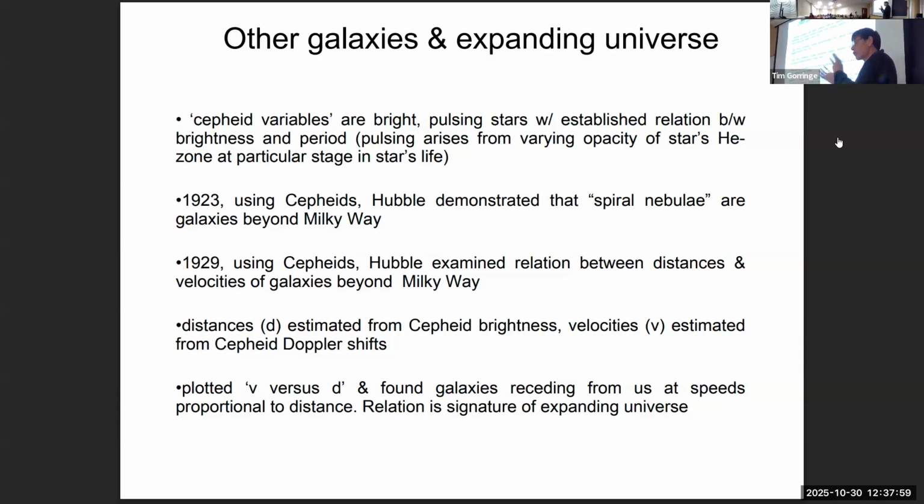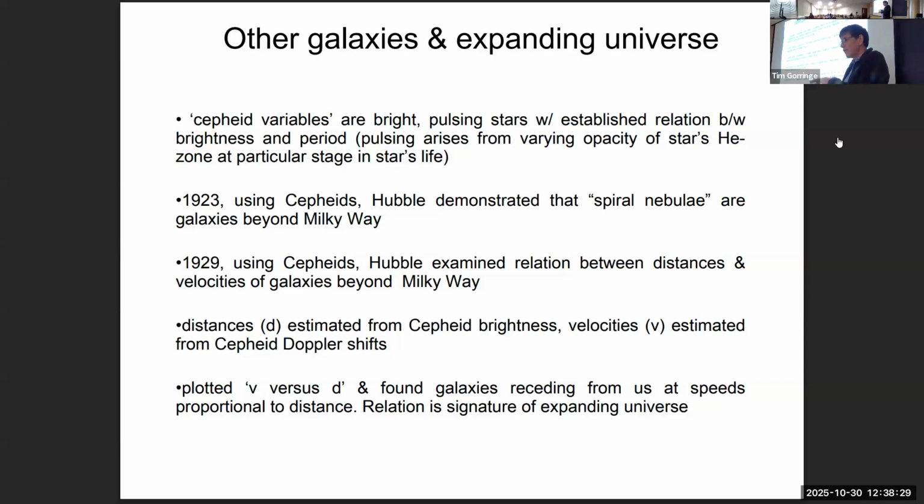From those proxies for their distance away from us and their speed traveling with respect to us, we can look at the distance-speed relationship. So that's what he did for the first time. He made this plot of the velocity of galaxies versus the distance of these galaxies. And he found that all the galaxies were receding from us.